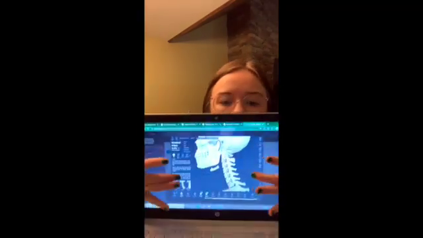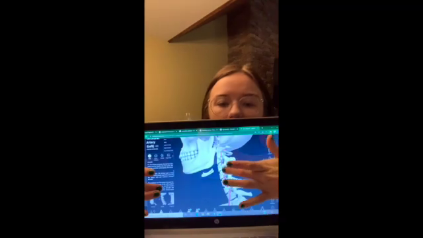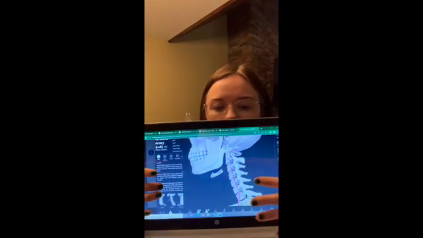This is right here. I've got the left one highlighted, and there's one along the other side as well. So that is your vertebral arteries. And then I'm going to lastly talk about the temporalis.